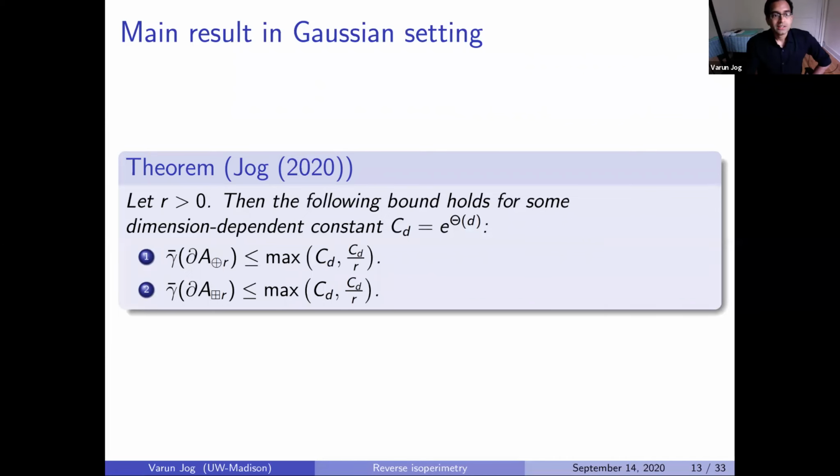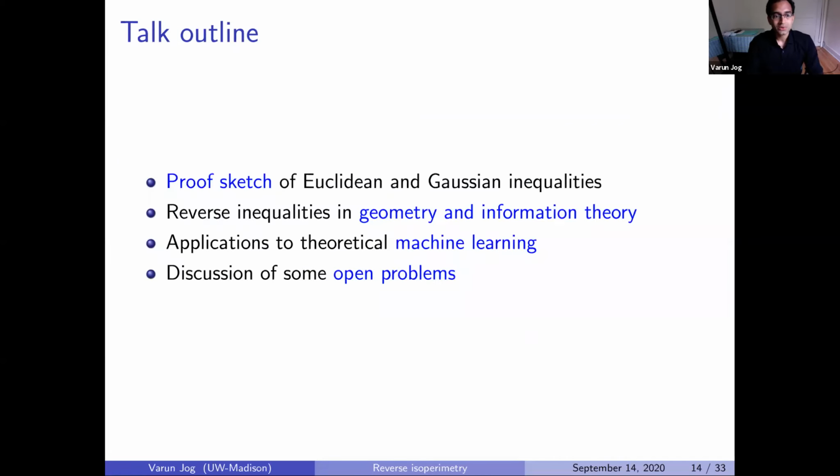Okay, so here's the outline. I'll give a proof sketch of the Euclidean and Gaussian inequalities. And then as an aside, I'll show that some of the proof techniques that we use give rise to some reverse Brunn-Minkowski and reverse entropy power inequalities. At the end, I'll discuss some applications to theoretical machine learning, and then present some open problems.